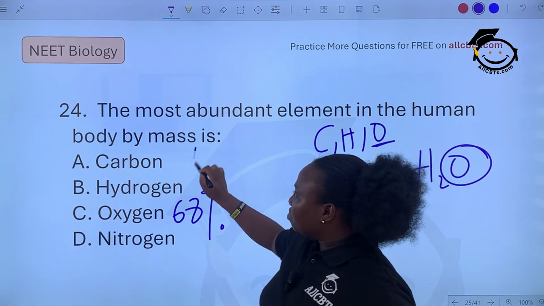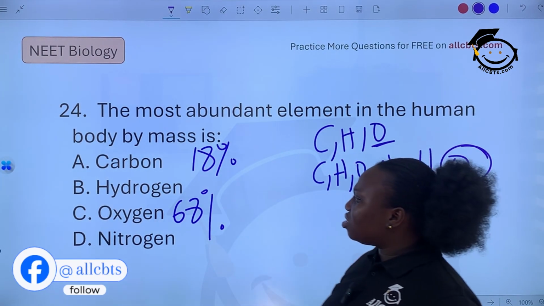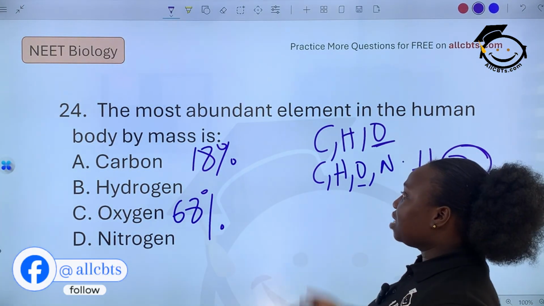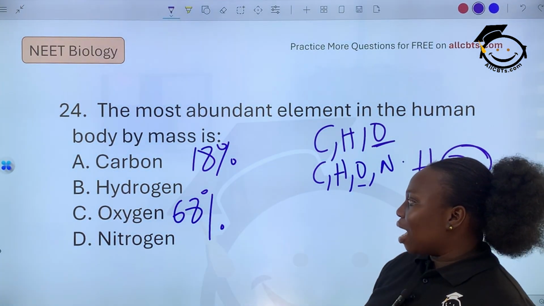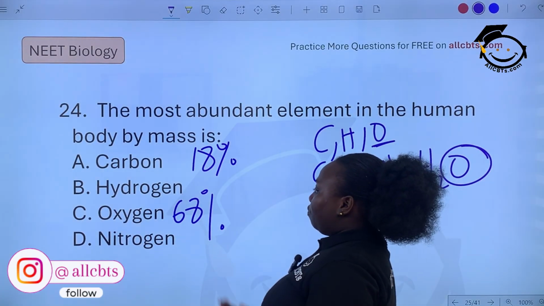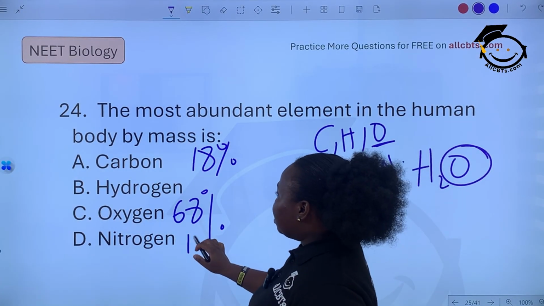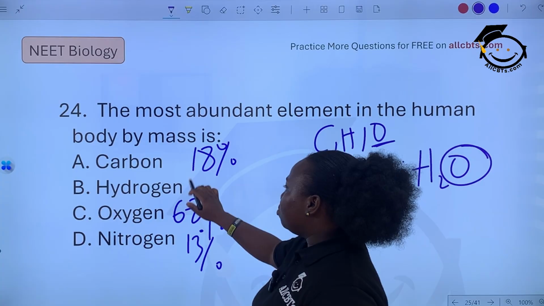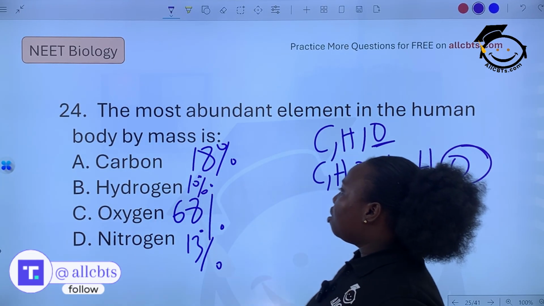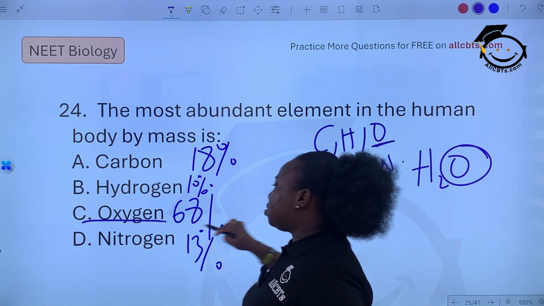Now carbon, yes, we are also made of carbon, but it is not the highest. We can say we are about 18% carbon, about 13% nitrogen, and about 10% hydrogen. But the highest is oxygen.